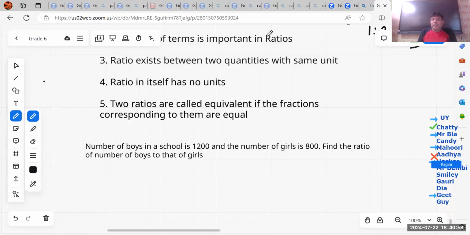So guys, we have to simplify the ratios like fractions. So whenever a question is given to you, you have to simplify it like fractions.